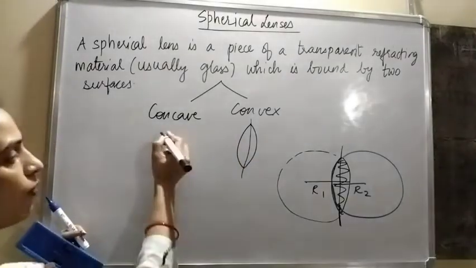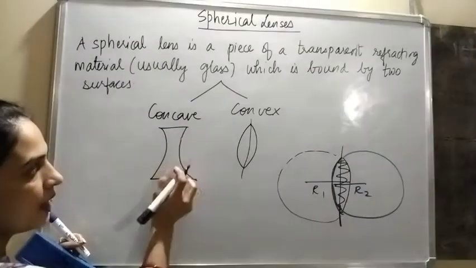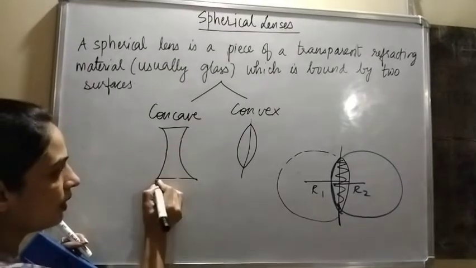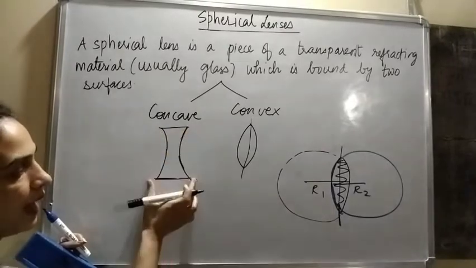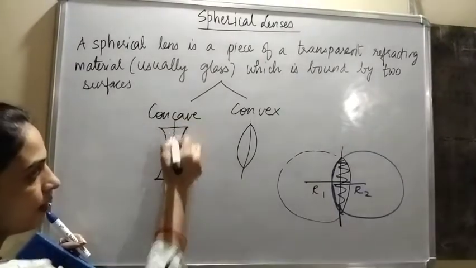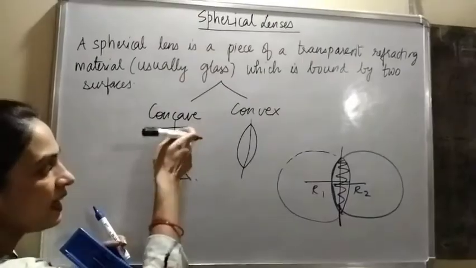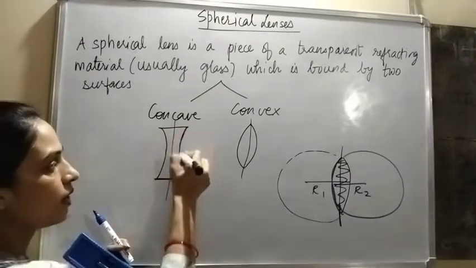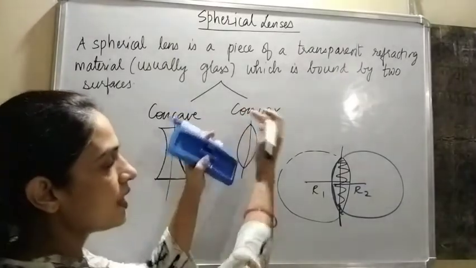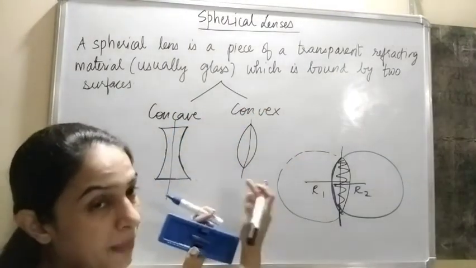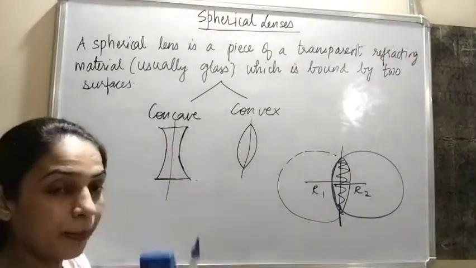Similarly, when you have two surfaces which are thin from the center and tapered from the ends, they are thick at the ends and thin at the center. Such kind of lens is called a concave lens. It has a cave like structure for both the spherical surfaces. In a convex lens both the spherical surfaces are bulging out. In the concave lens both the spherical surfaces are tapered inwards.